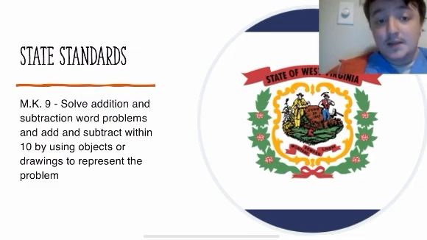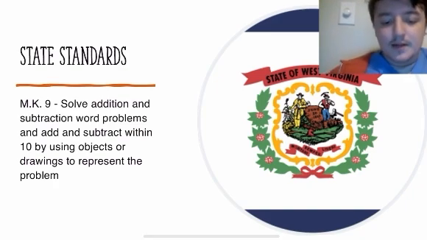As for the state standard that we have, it is M.K.9, and it is that students in kindergarten are able to solve addition and subtraction word problems and add and subtract within 10 by using objects or drawings to represent the problem. Specifically, we're going to be unpacking the standard to subtracting within 10 by using objects or drawings to represent the problem.